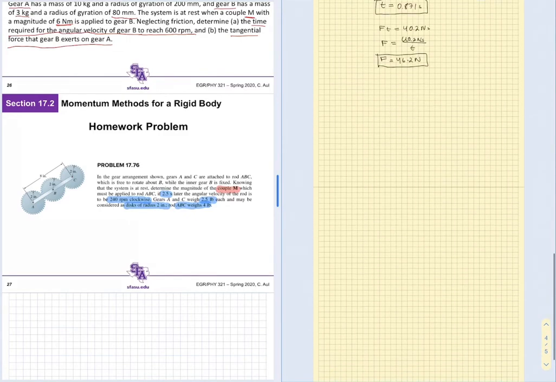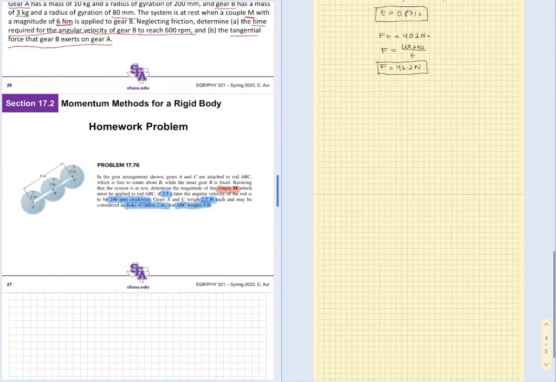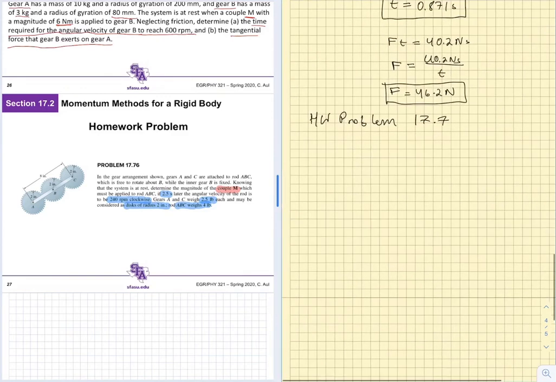Once again, with this type of problem, I'm not really going to concern myself too much with getting the numerical answers, because your numbers are going to be a little bit different from the ones given here. I'm going to just focus on the process and how we set this type of problem up. So let's go to the right here. We're doing homework problem 17.7.